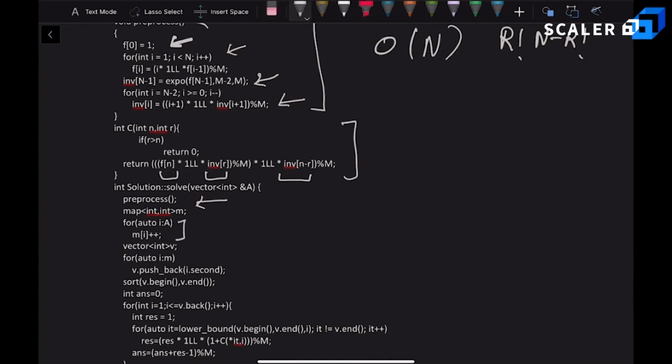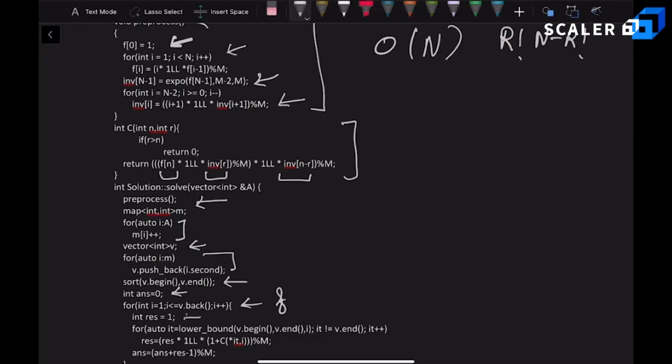So we'll iterate over all the elements of the array and do m of I plus plus, that is, m of I actually stores the frequency of I in our array. So again we iterate over the map and push the frequencies in our vector v. So now we'll sort our vector v, that is, we'll sort the frequencies. We assign answer as 0, and we loop over the frequencies f, which I described. So f is the frequency of all the elements in my subsequence.